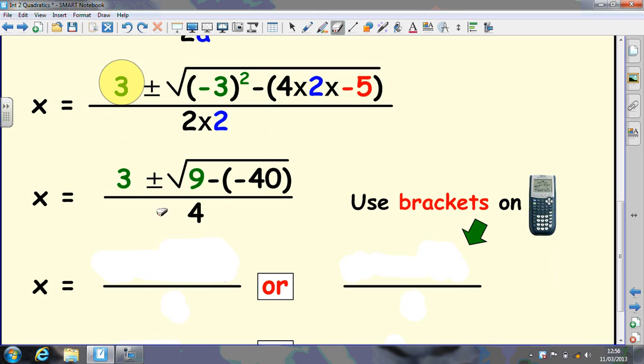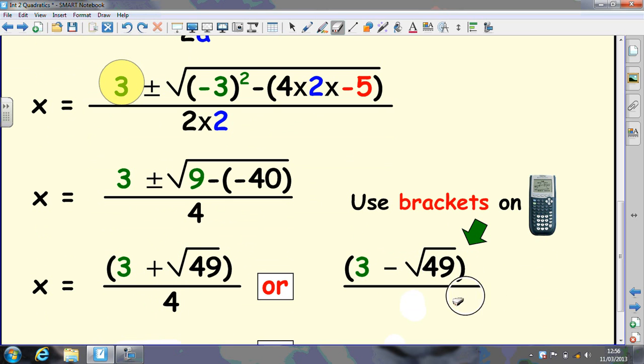So we split it into two parts. We have to do 3 plus the square root of this, and then 3 take away the square root of this, all over 4. Now this is very important as well. 9 subtract negative 40 becomes 9 plus 40. So that actually ends up as 49. So 3 plus the square root of 49 over 4, or 3 subtract the square root of 49 over 4.